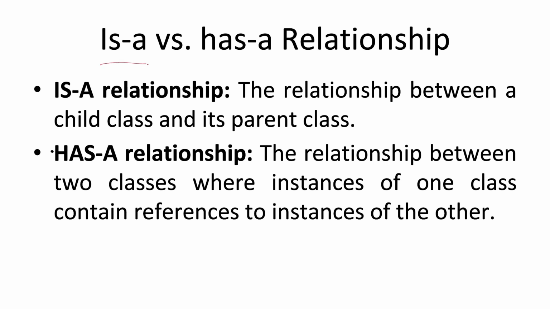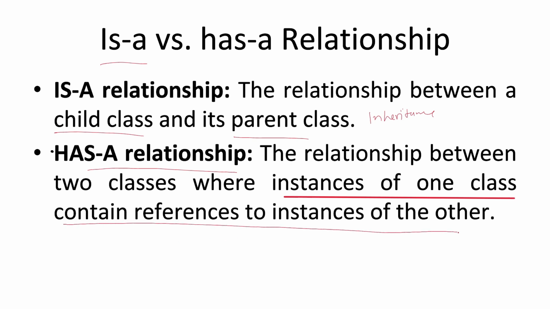What we have seen is an is-a relationship, which is inheritance, the relationship between child class and parent class. Now suppose we have another kind of relationship, a has-a relationship, the relationship between two classes where an instance of one class, meaning an object of one class, contains a reference to an instance of the other class.